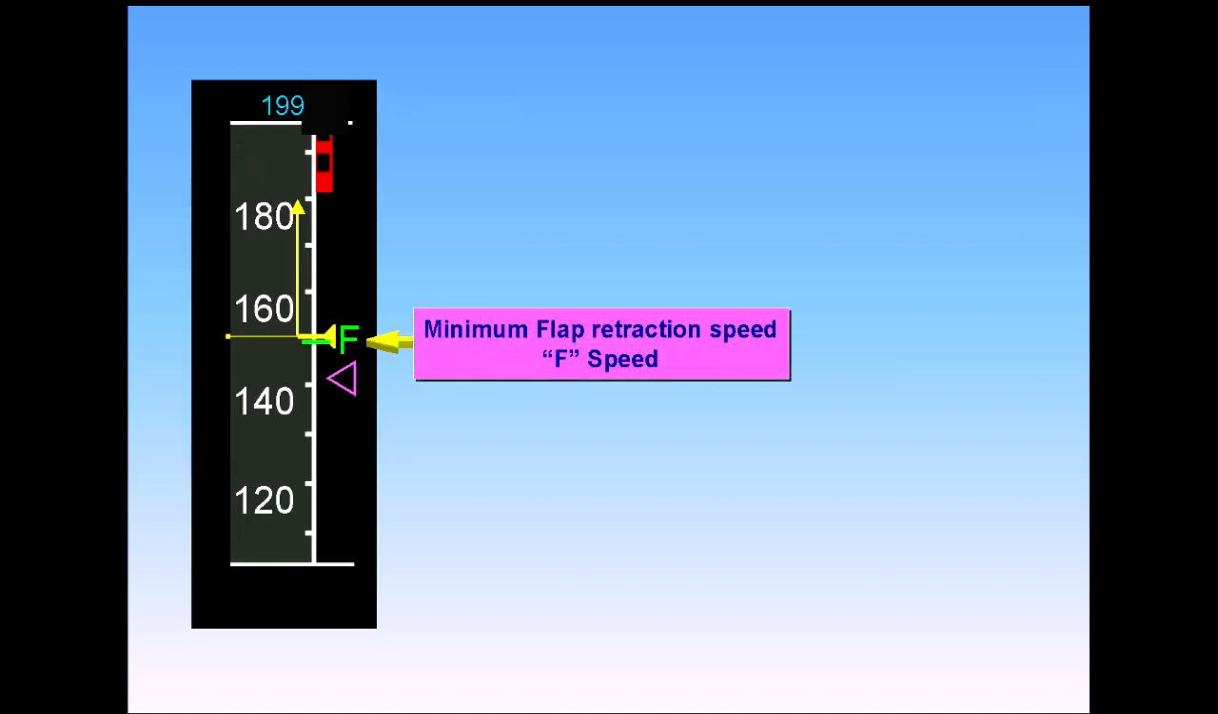The minimum flap retraction speed is shown by a green F. This is referred to as F speed. The flap limit speed is shown by a red and black strip at the top of the speed scale. At F speed, the flaps are retracted to 1.